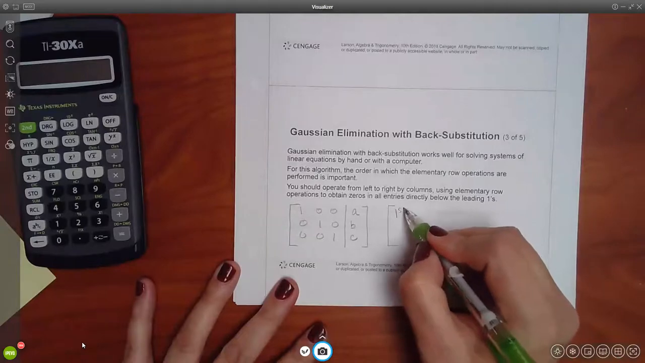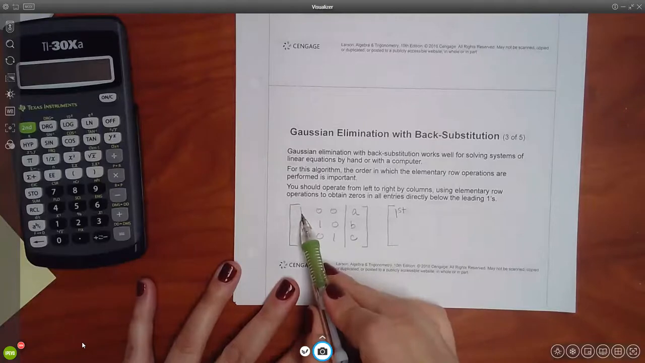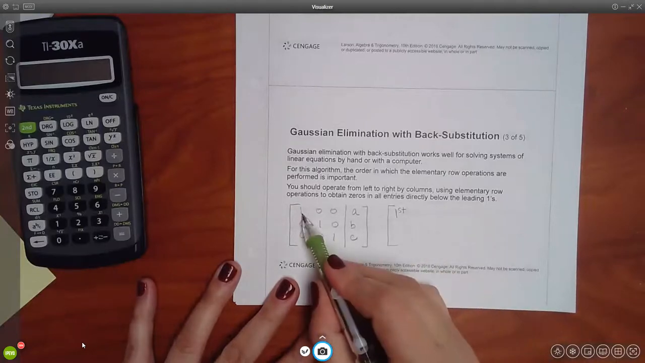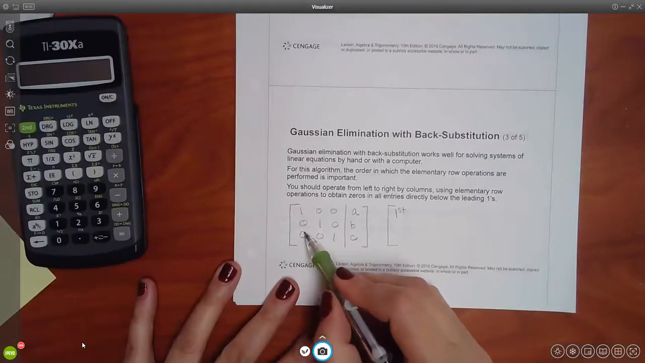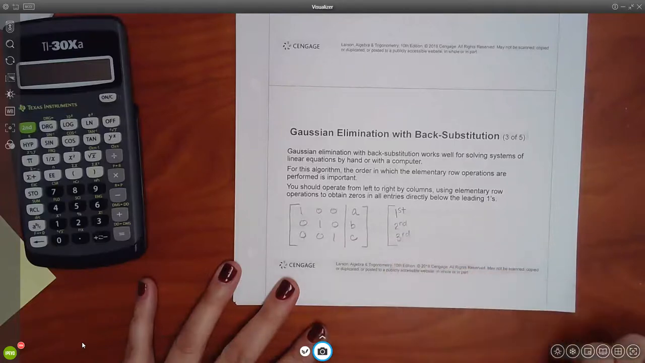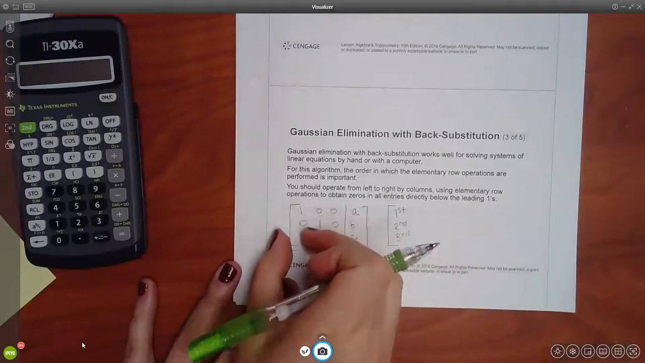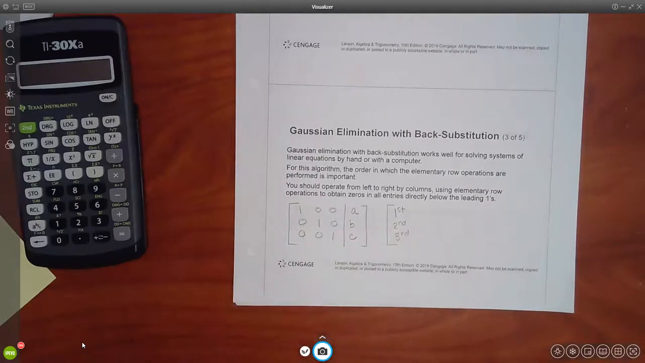You need to get this guy first. You need to make him a one first. That guy needs to be a one first. Once you have that one, make these guys zeros. Now, which one you do second and which one you do third doesn't matter, but just to stay consistent, I'm gonna say do that one second and do that one third. Once you have this whole column completed, then you can move on to the next column, okay? But when you go to the next column, you have to get the one to be a one first before you can get the zeros to be a zero, okay?